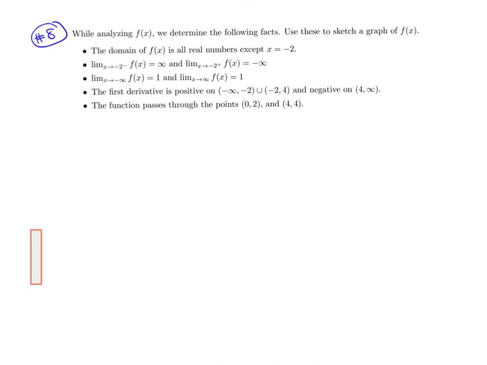Let's do one more graph sketching problem. So we're given that the domain of our function is all numbers except for -2. The limit as you go towards -2 from the left is infinity, but from the right is -infinity. The limit as you go towards -infinity and positive infinity are both 1. And then we have information about the first derivative, when that first derivative is positive and when that first derivative is negative, and some points the function passes through. So if you haven't had a chance to already, I encourage you to work through this problem on your own. And when you're ready, come back and watch the solution.